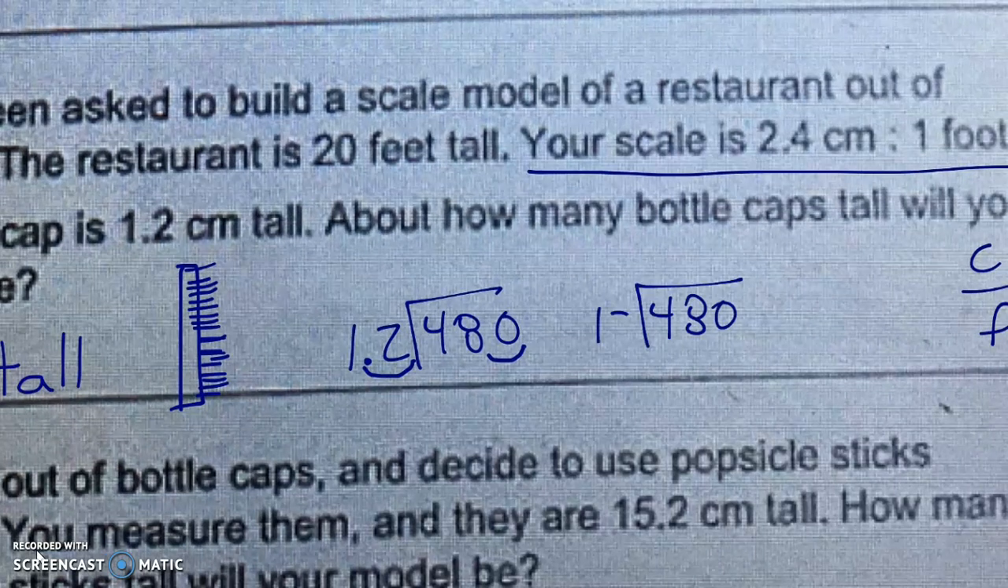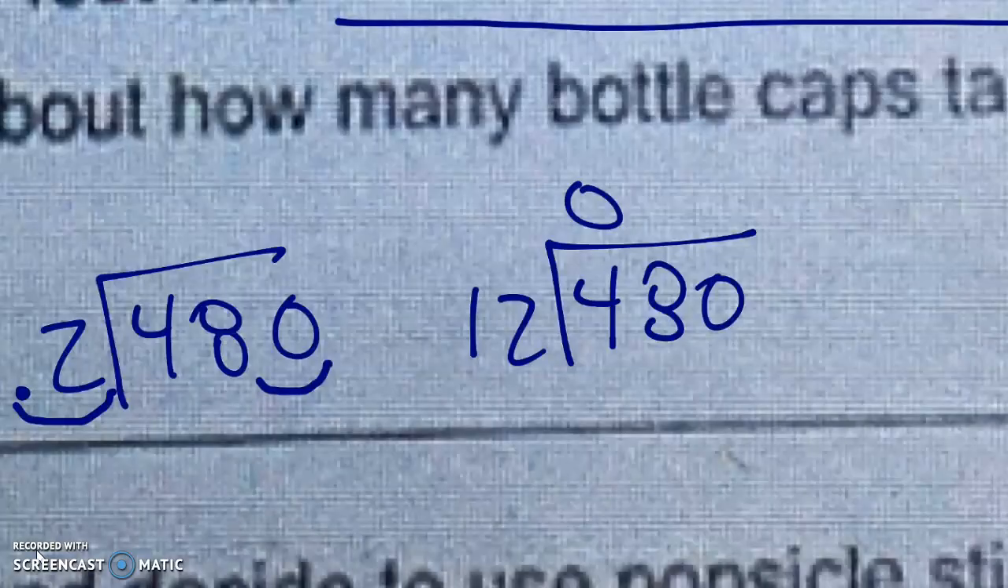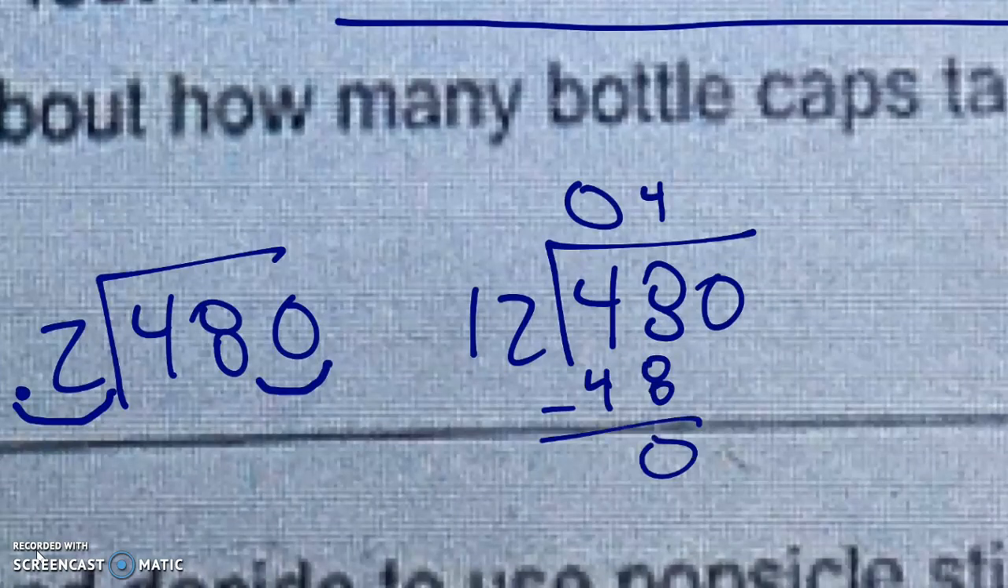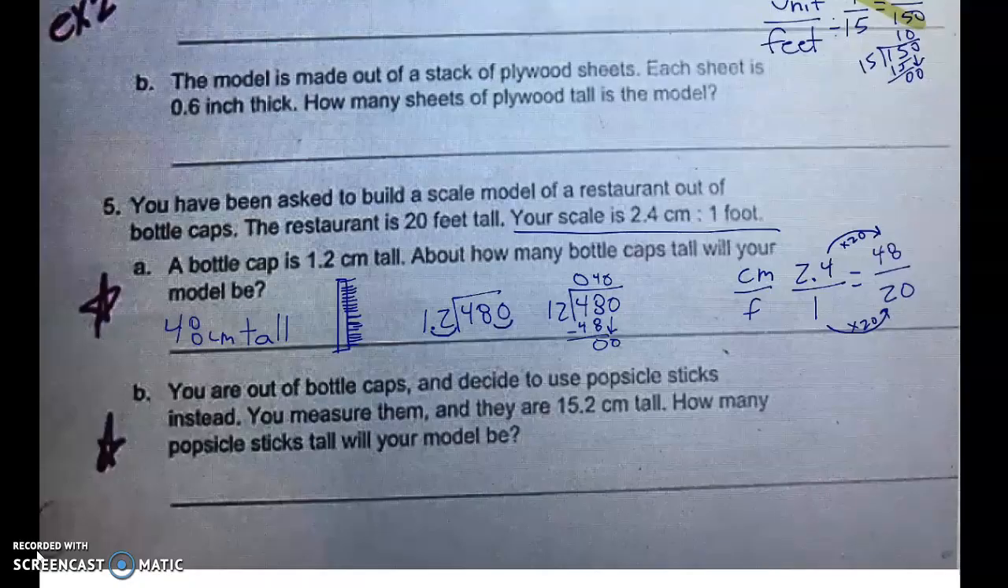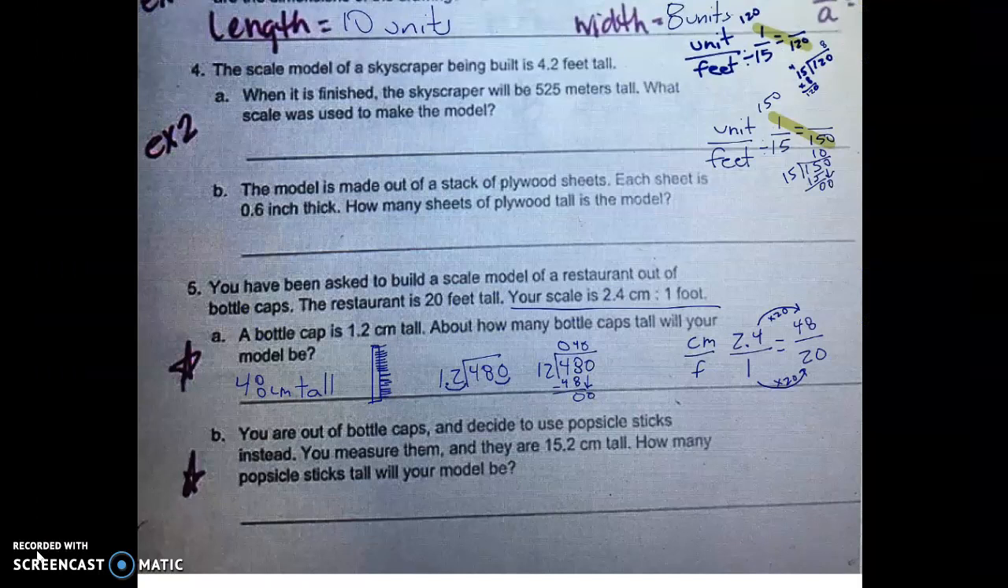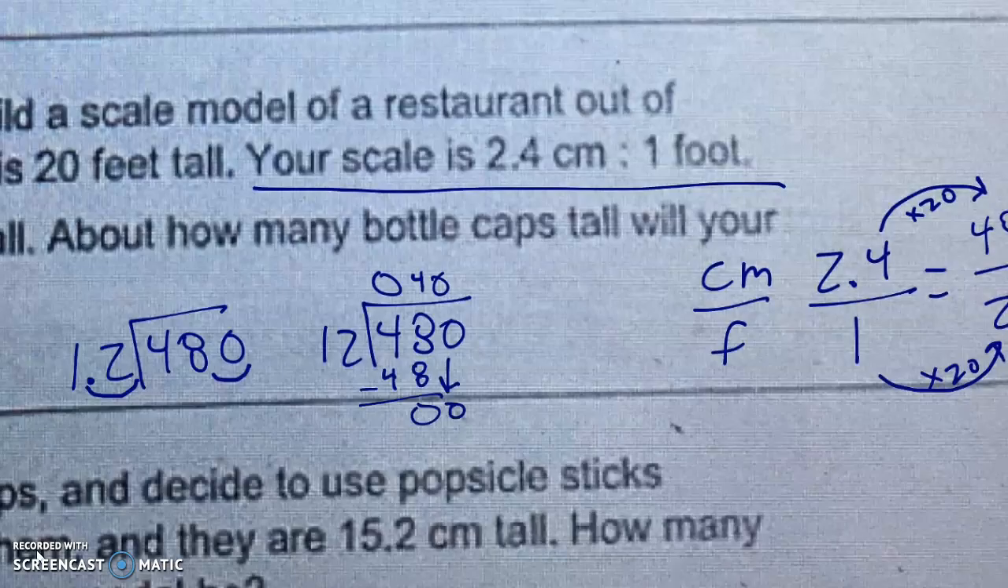divided by 12. 12 does not fit into 4, but it does fit into 48, 4 times, which is 48. Subtract, 0. And 12 fits into 0 times. So, about how many bottle caps tall will your model be? 40 caps.